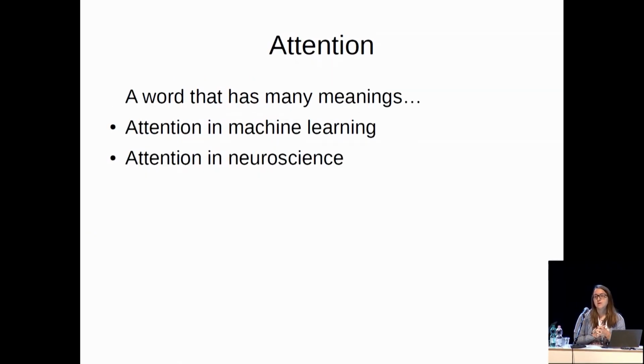Okay, so now I want to talk about attention, because that is what I study and what I use these models to understand. But it requires a lot of definitions because it's used in a lot of different ways. It has different definitions within neuroscience, another set of definitions within psychology, and then yet again within machine learning. So I'm going to talk briefly about what people mean when they say attention in machine learning, and then I'm going to talk about what it is in neuroscience.